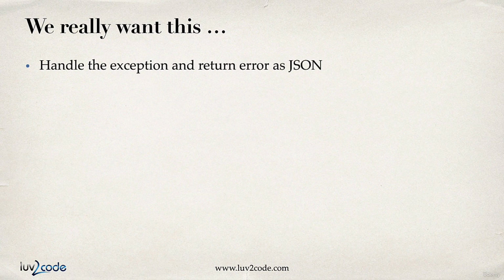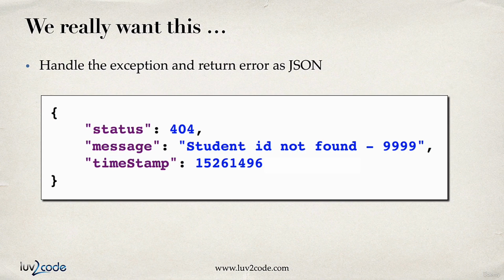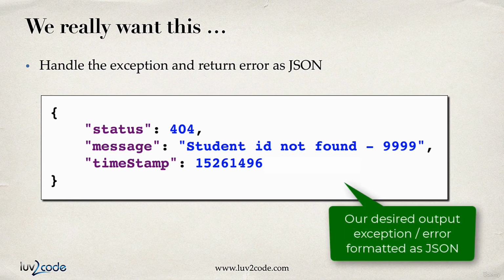What we really want is this. We want to handle the exception and return the error as JSON. So we'd like to have a nice little JSON message come back that has the details on the error or the exception. We'd like to give the actual status code of 404, the actual error message, and then maybe a timestamp as far as when this given error occurred. And that's what we really want. And that's what we'll actually build out in this video.